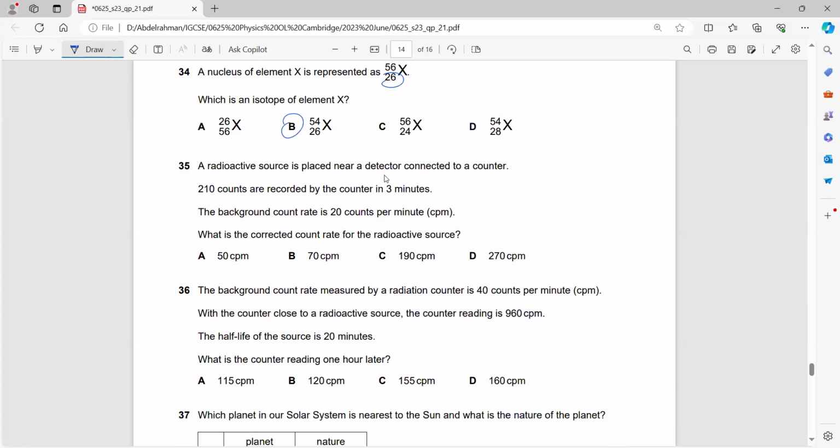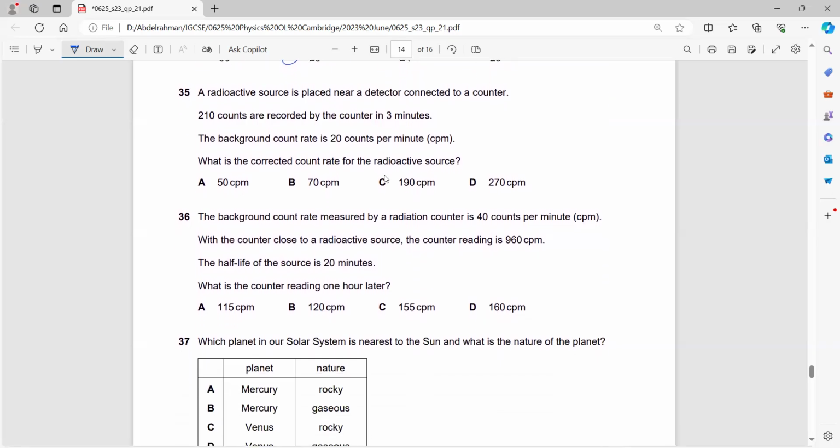A radioactive source is placed near a detector connected to a counter. 210 counts are recorded by the counter in 3 minutes. The background rate is 20. What is the corrected count rate? This is quite easy. Very simply, you just need to read it. A radioactive source is placed near a detector.